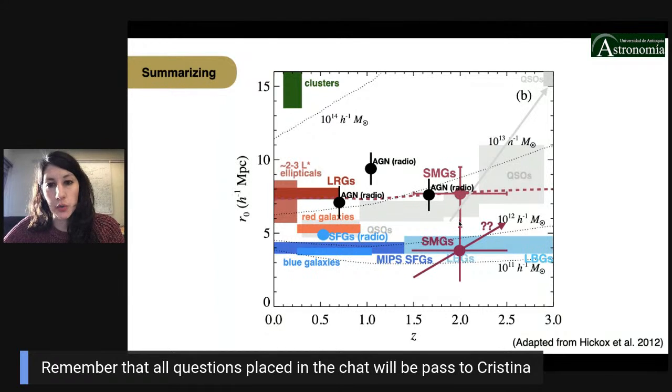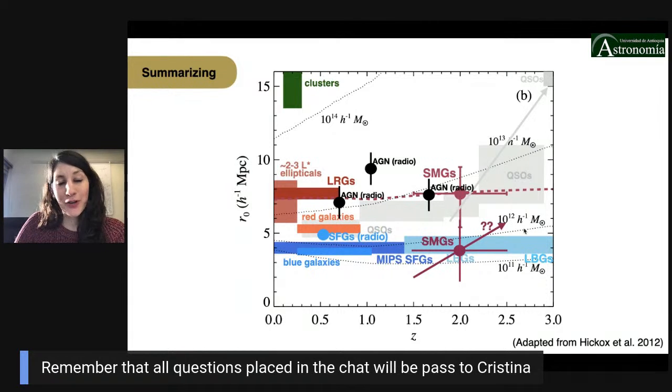I also showed you that in the case of submillimeter galaxies, we have this measurement based on single dish telescopes, but this measurement could be strongly overestimated, and maybe this point here is more precise for their clustering, but still we need more constraints. And there is tentative evidence that this clustering should evolve with redshift too, similar to the quasars, but it's still not very clear.